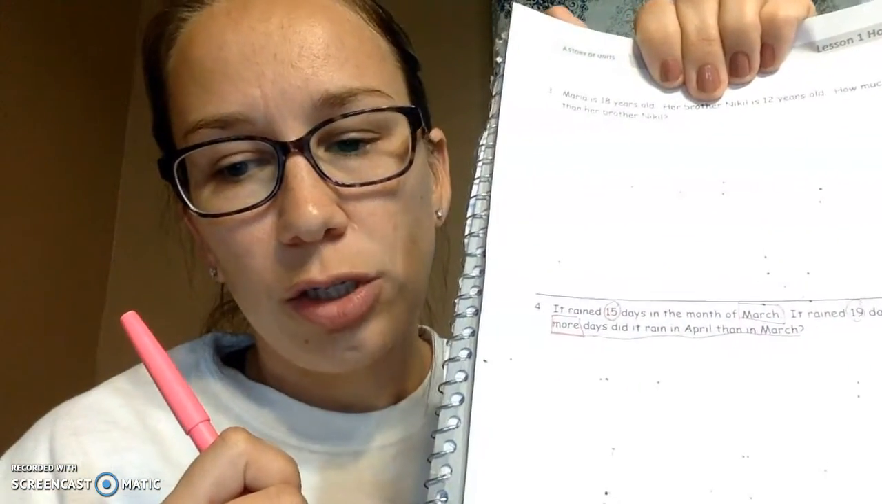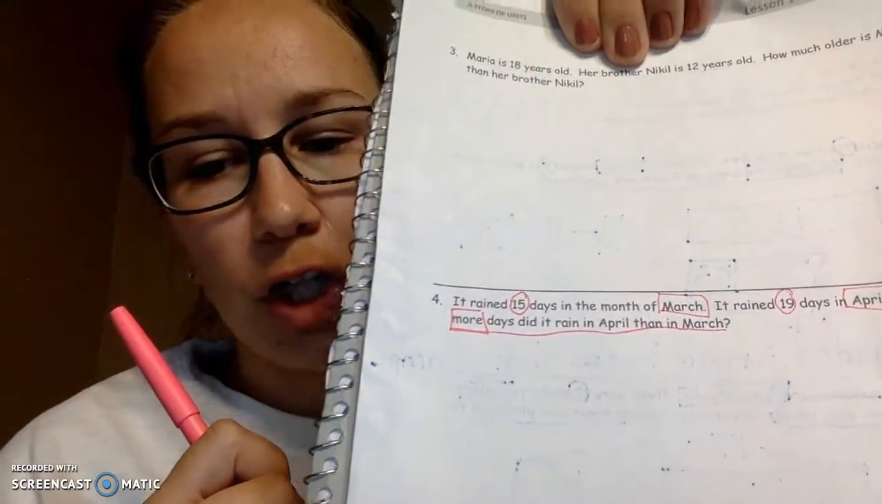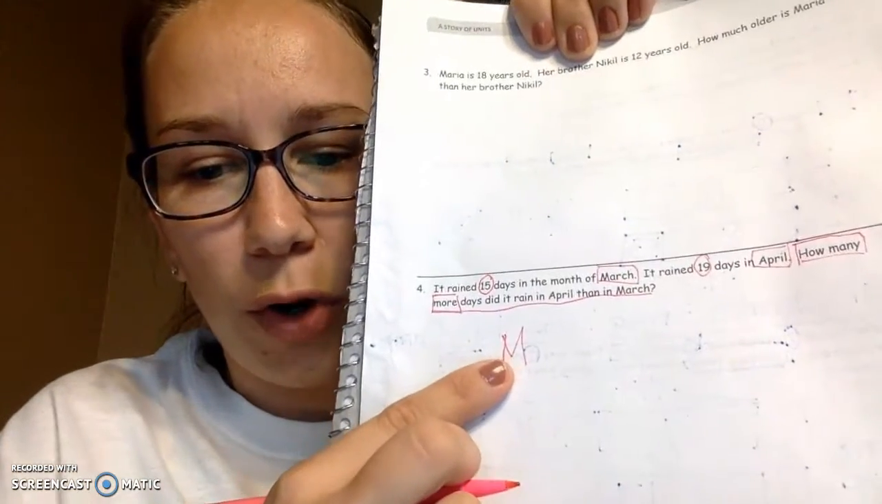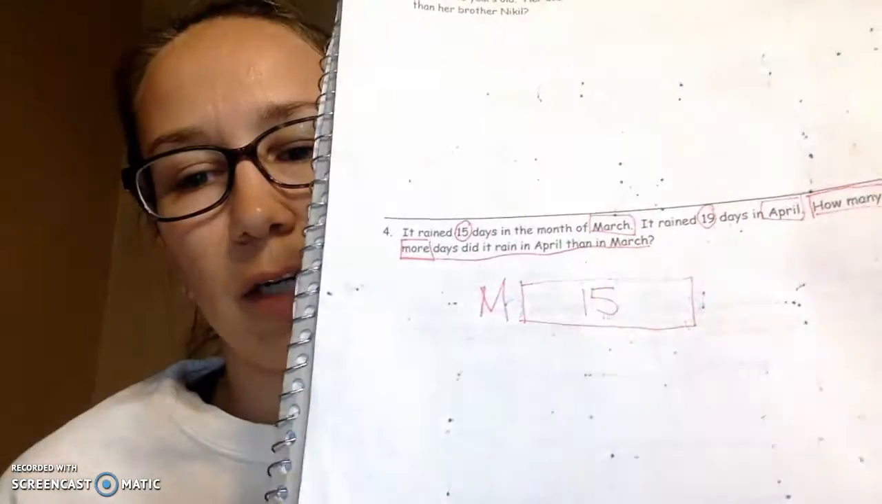It rained 15 days in the month of March. So March is the name that represents the 15. I'm going to label it not with the whole word, but just with the M. And then I'm going to draw a rectangle to represent the number 15. And 15 goes inside the box.